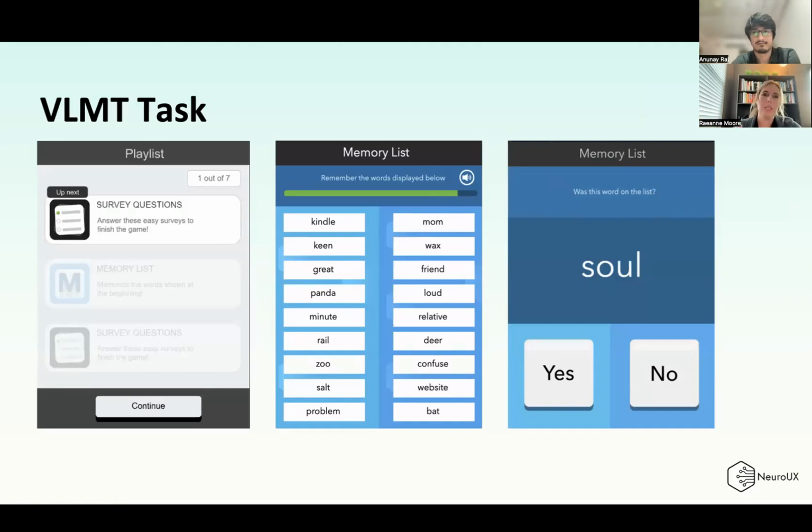And they did 3 different lengths of the list. So we have a 6-word, 12-word, and an 18-word list. 6-word, as you can imagine, is pretty easy. 12 and 18 can get more difficult. And they have, I think it's 30 seconds to memorize this list of words. Then the list of words goes away. And then it's a recognition memory paradigm where they're asked, was this word on the list? Yes or no. And this can be done immediately after the list is administered or after a delay as well.